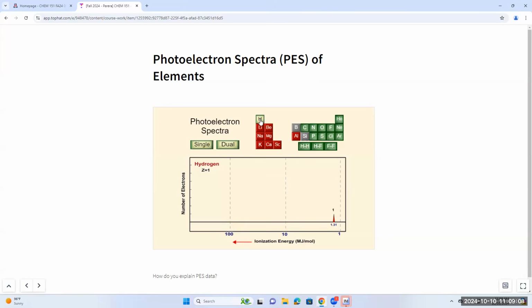By the way, in your exam, you might have to draw photoelectron spectra. There were past questions asking you to draw photoelectron spectra, so it's not a bad idea to get used to drawing them. And by the end of today, you should be able to draw photoelectron spectra for any element in the periodic table.